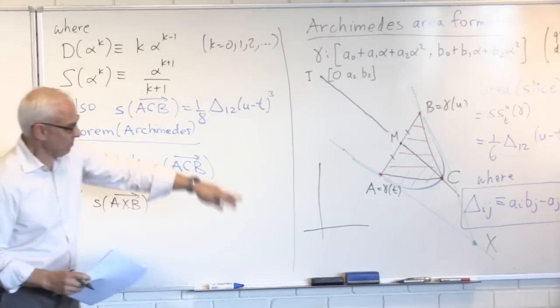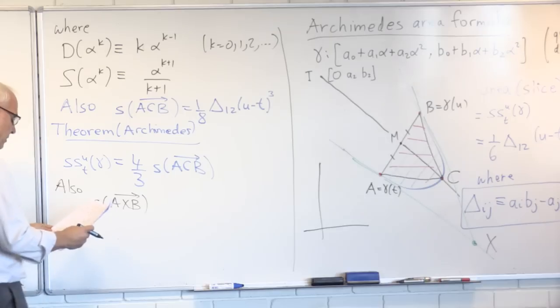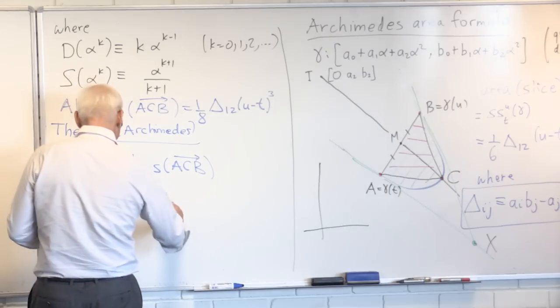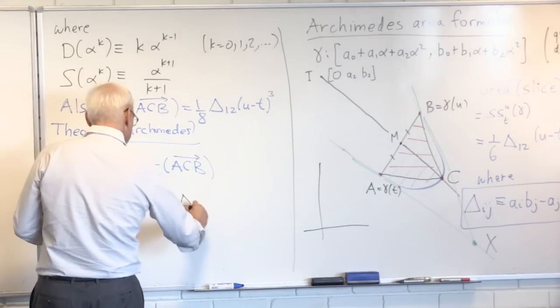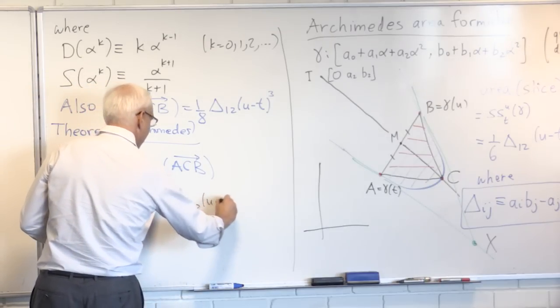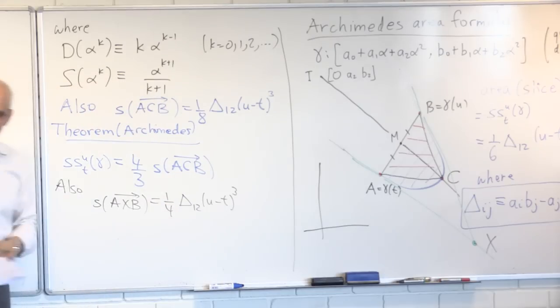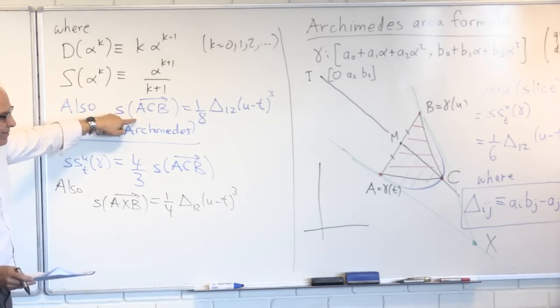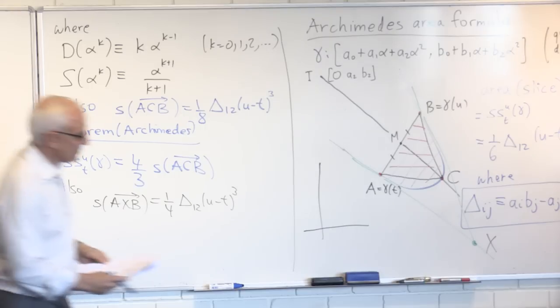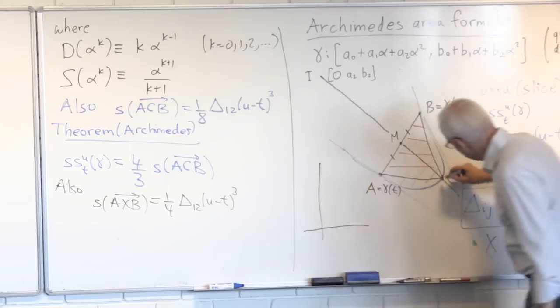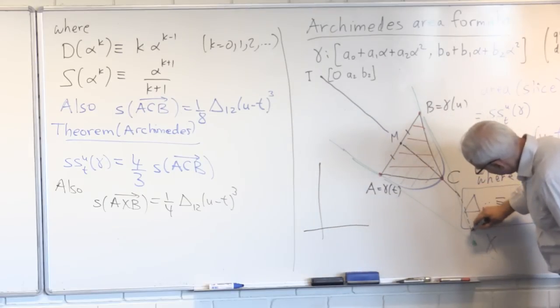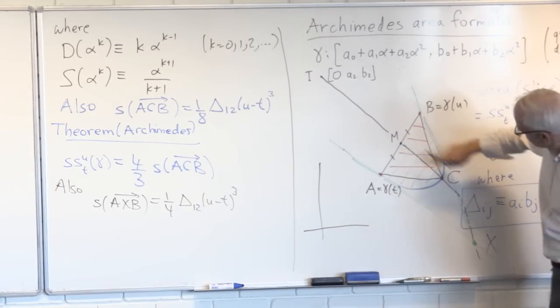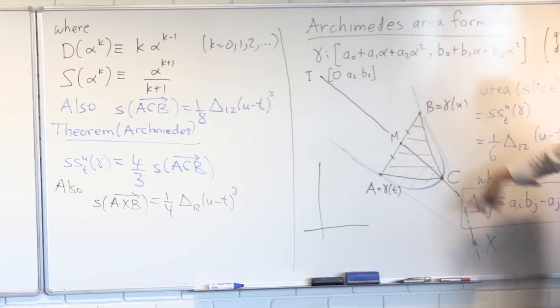So this big triangle between A, X, and B is, in fact, 1/4 of delta 1, 2 times u minus t cubed. It's 1/4. So it's exactly a half of this one. In fact, if I draw this a bit more accurately, it turns out that X is actually on this line that I've already drawn. And in fact, C is the midpoint of X and M.